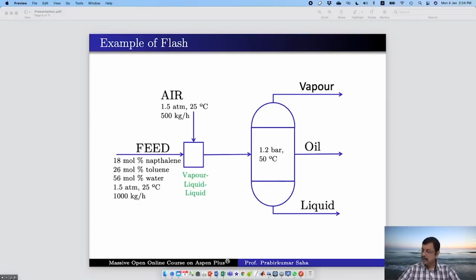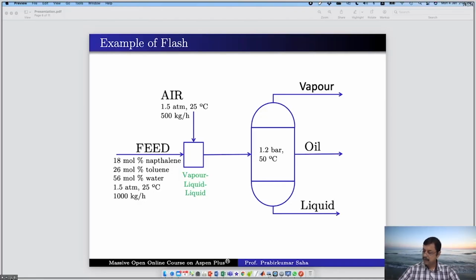Now the next example is of flash, how we can use flash. Now I will use only flash 3. You can use flash 2 as a practice problem. Now the flash problem: we have a mixer over here.